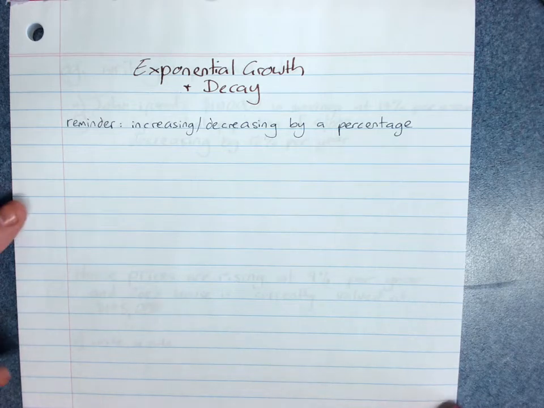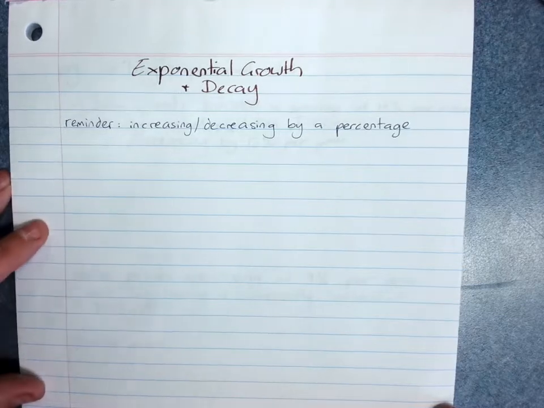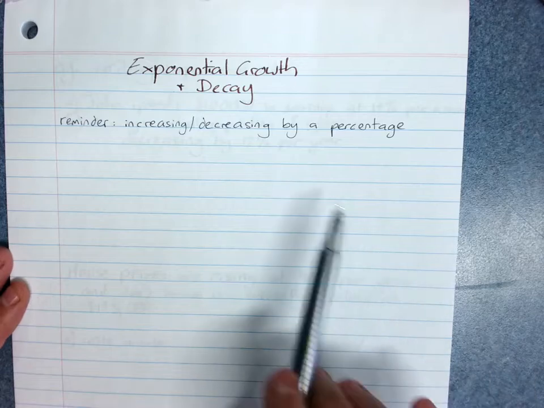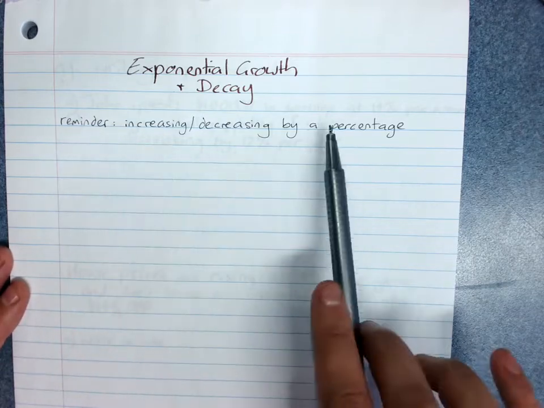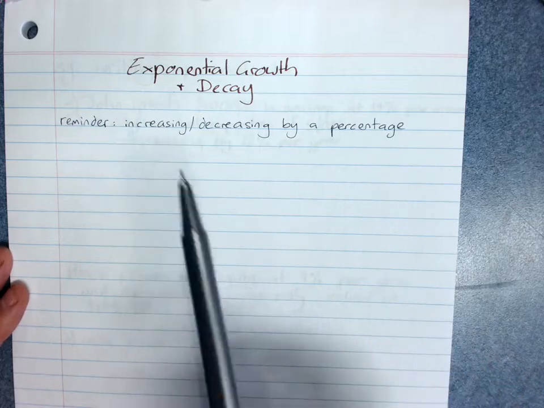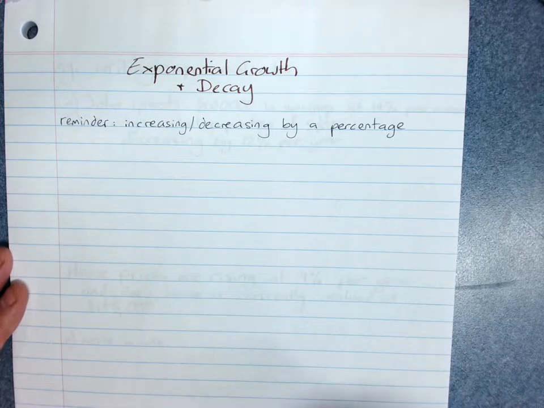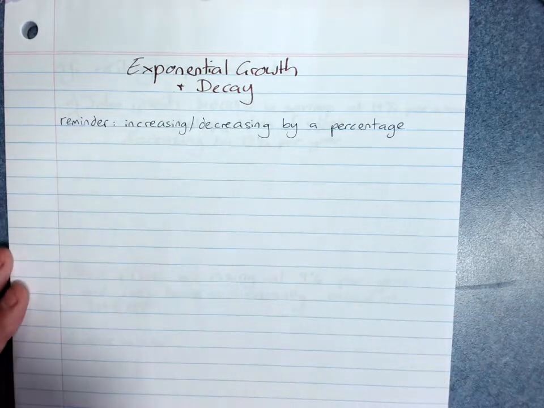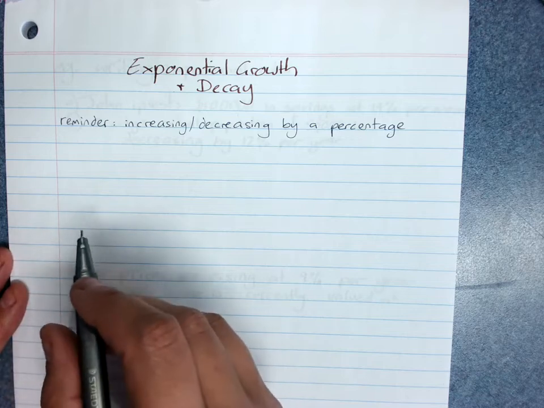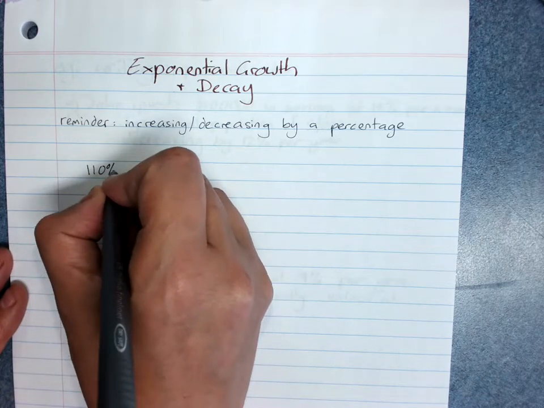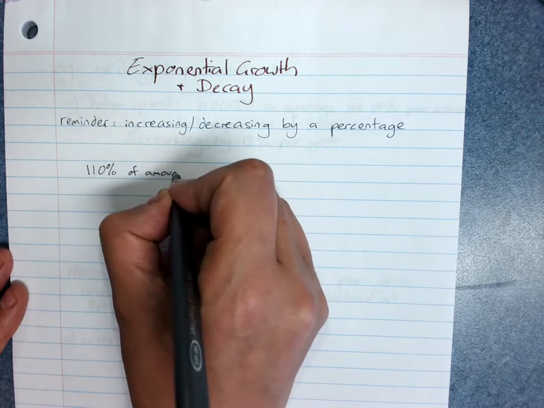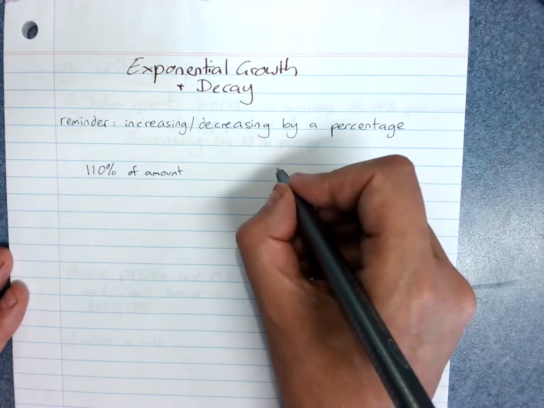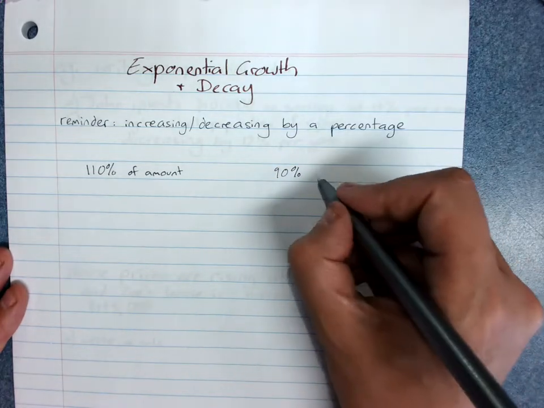We're looking at exponential growth and decay in terms of compound interest, because compound interest is a form of exponential growth. We'll start with a really quick reminder. If you get this, you're quite welcome to skip it. When we're increasing or decreasing by a percentage, for example, if I'm increasing by 10%, then what I'm finding is 110% of the amount. If I'm decreasing by 10%, then what I'm finding is 90% of the amount.